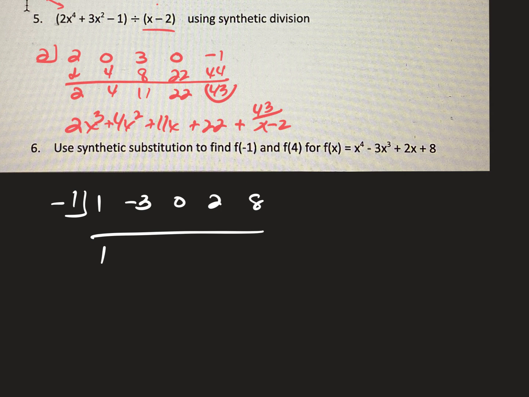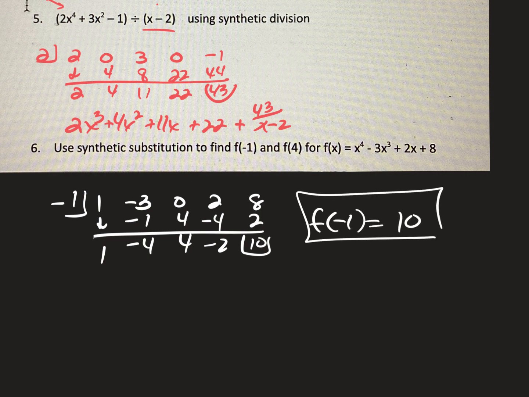And here I go. Bring the 1 down. Multiply, add, multiply, add, multiply, add, multiply, add. Whatever your remainder is, that's what f of -1 is. That's what we would have gotten had we plugged -1 in for x. Do the same thing with the 4. Use the same numbers here.